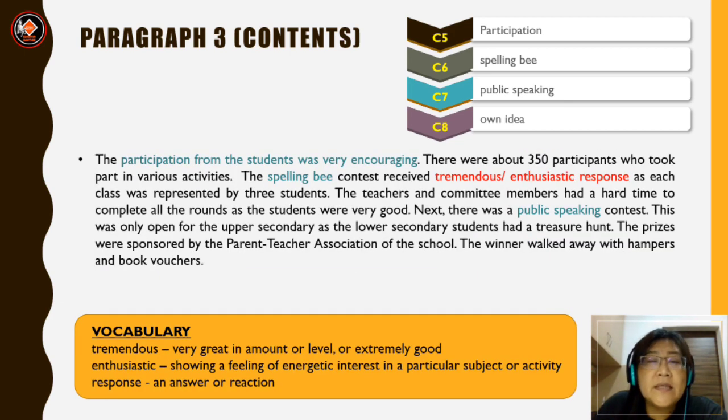Here is another example for paragraph 3. The participation from the students was very encouraging. There were about 350 participants who took part in various activities. The spelling bee contest received tremendous or enthusiastic response, as each class was represented by 3 students. The teachers and committee members had a hard time to complete all the rounds as the students were very good.